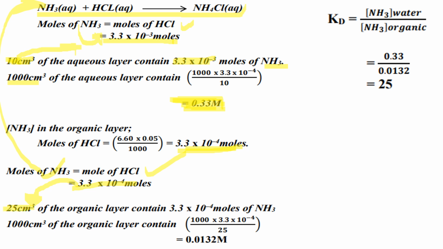If you look at that question properly, whenever you're calculating these numbers, you look at that question and read it by yourself so that you can know how to interpret it when you are in an exam. So 25 centimeters cubed of the organic layer contain these moles. Then, because we need molar concentration, that's why we shall determine what about those ones in 1,000. So that's why we say, what about 1,000?